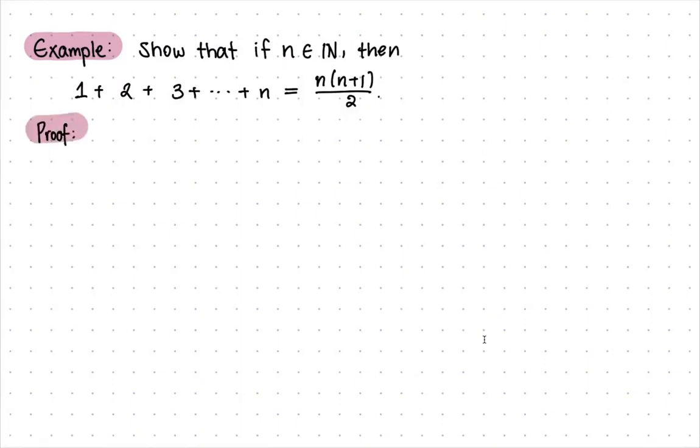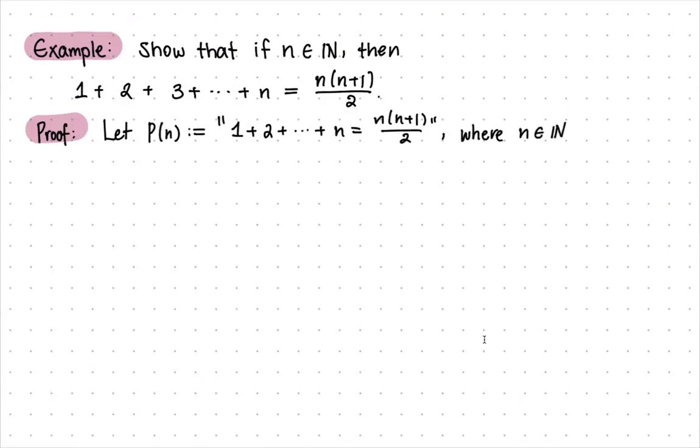Well, our Pn is going to be the proposition that the sum of the first n positive integers is equal to n times n plus 1 divided by 2. So let Pn be the statement. Usually I'm going to use the colon equal sign to denote what is being defined. So we're saying that the sum of the first n positive integers is equal to n times n plus 1 divided by 2. So that's our proposition, where n is a natural number or a positive integer.